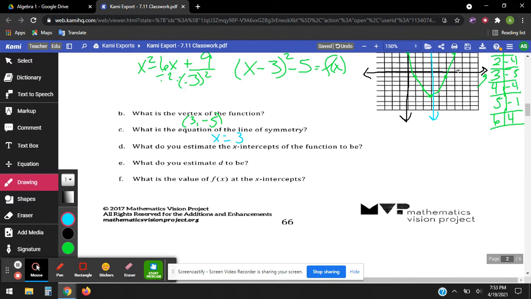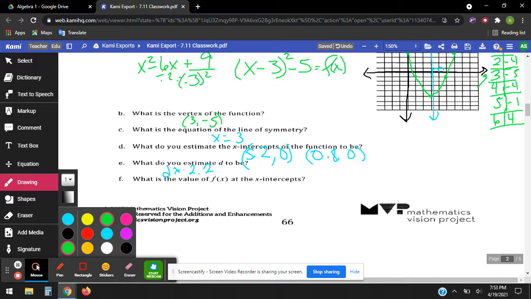Well, I don't know. This one doesn't look very far from there. So I'm going to say 1, 2, 3, 4, 5.2. So 5.2 comma 0. And then the other one, we said it has to be equal distance. So that should be 0.8 comma 0. Okay, so that means D has to be 1, 2.2. So D is about 2.2.